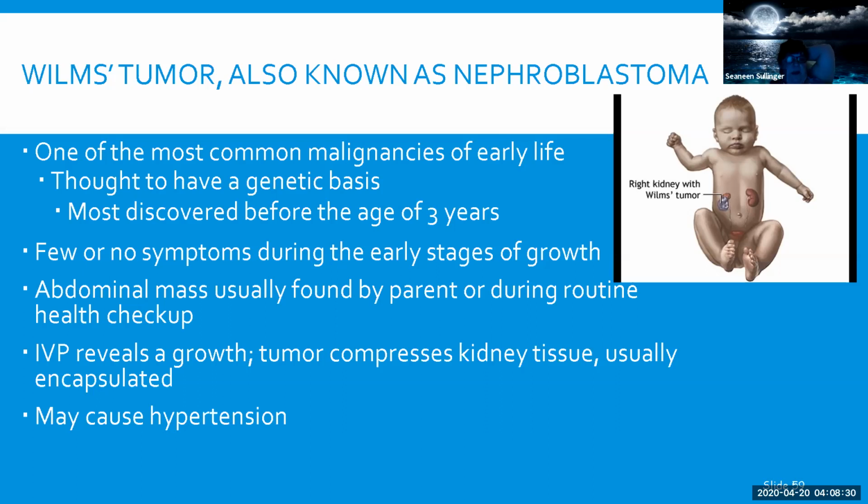And the intravenous pyelogram will show a growth. The tumor compresses the kidney tissue, and it usually grows over it and encapsulates it. The tumor kind of eats it up. And so one of the things that you may see is hypertension, because the kidney isn't functioning correctly.